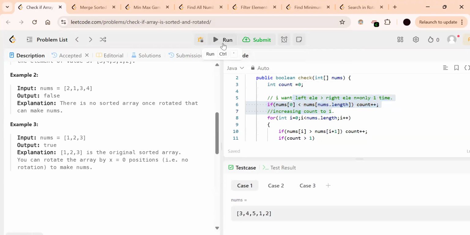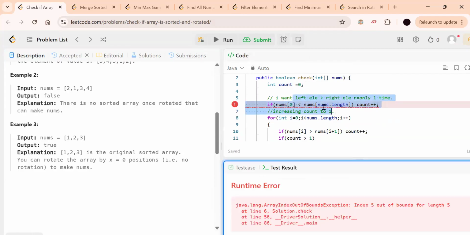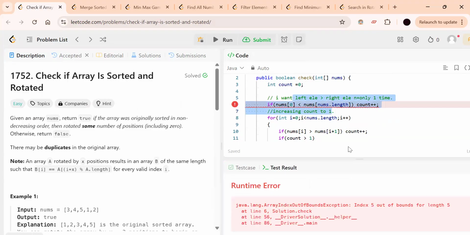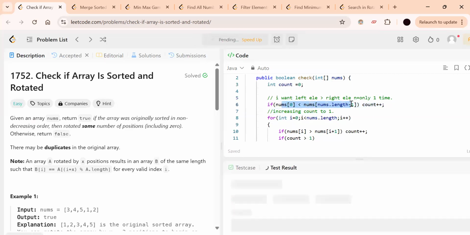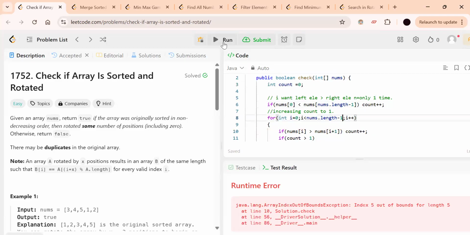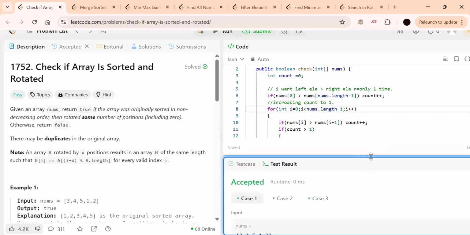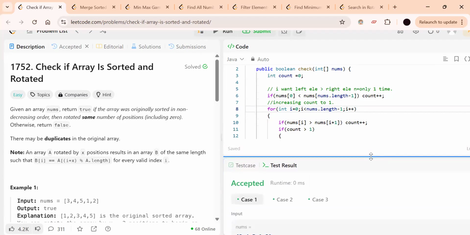I hope you understand the logic here. Very simple one. If the first value is less than the last value, it means it is already sorted array. Sorry, minus 1. First value less than right value means it is already sorted, not rotated. Rotated by how many times? 0 times. This should be minus 1, same thing. Index out of bound errors, guys. Very small errors. That's all.